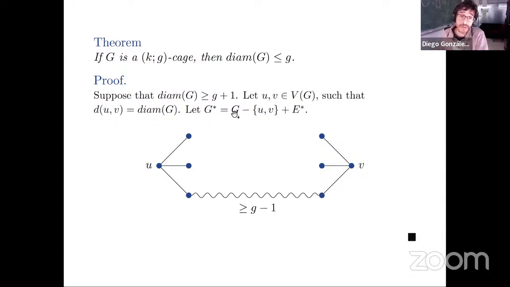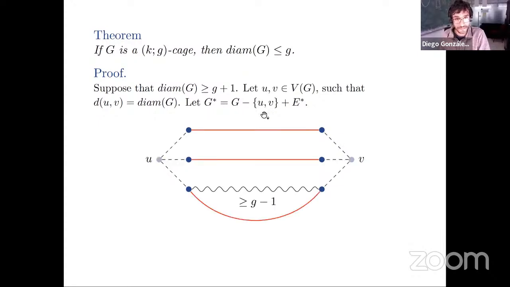So what we are going to do now is construct a new graph, G star, in the following way. We delete the vertices u and v from G and add a new set of edges, E star, which is a matching between the neighbors of u and v.